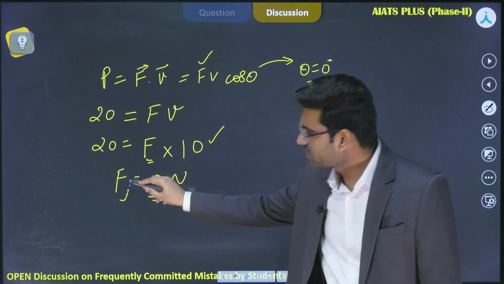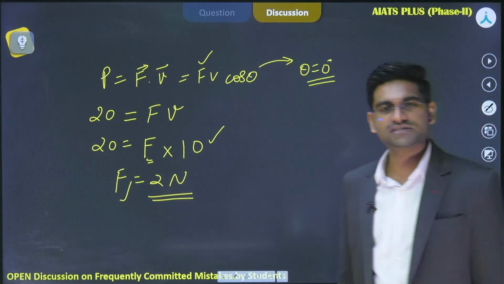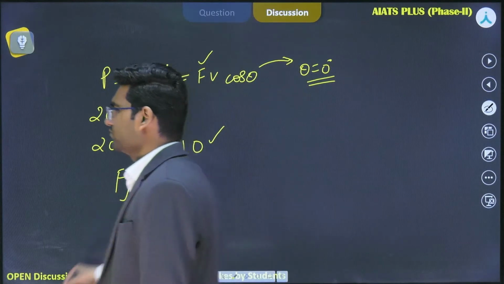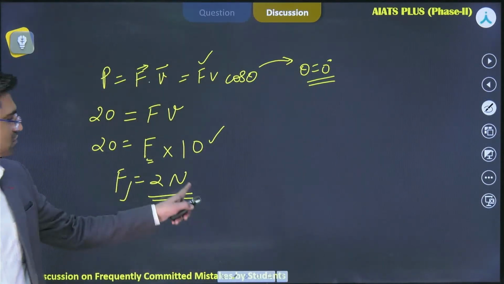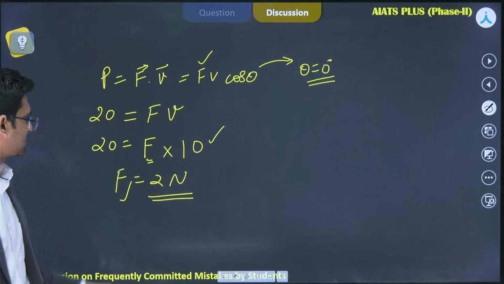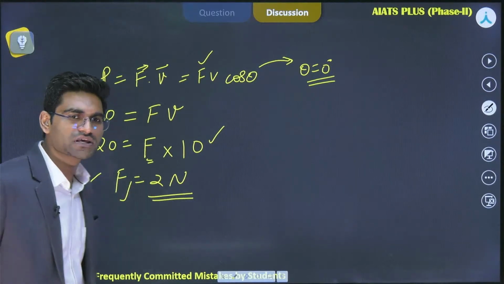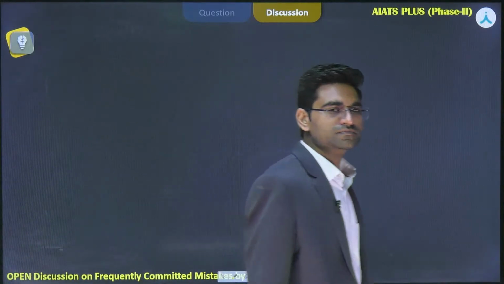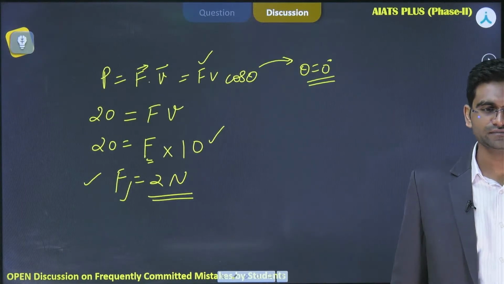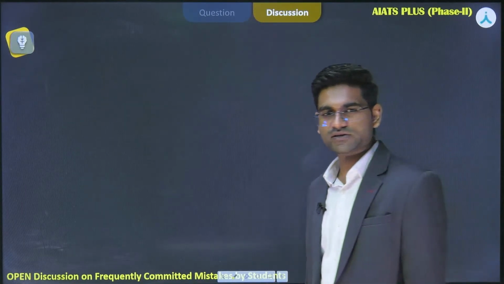Here the force is variable actually, but we have to find the force when its velocity was 10 meter per second. So we can say that the magnitude of force must be equal to 2 Newton. All right. Any problem in this? Let's move to another question.